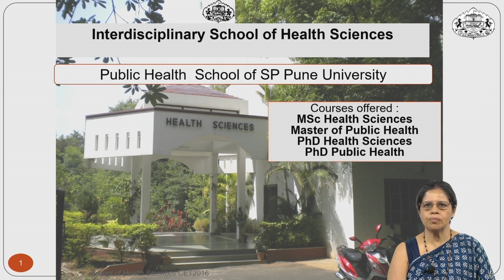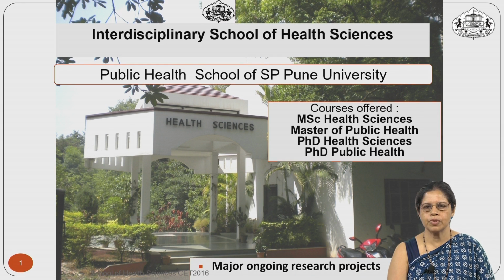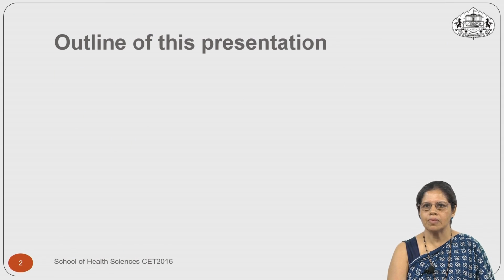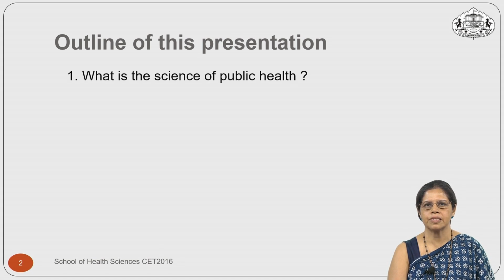We offer 2 master's courses, an MSc in Health Sciences and a Master of Public Health. In addition, we have PhD in Health Sciences and PhD in Public Health. In addition to our postgraduate teaching, there are several major ongoing research projects at the school. There are many PhD students who are in the department and who are working outside the department. We offer our master's students the opportunity to work in these projects. As there are currently no undergraduate courses in public health, this is the outline of this presentation.